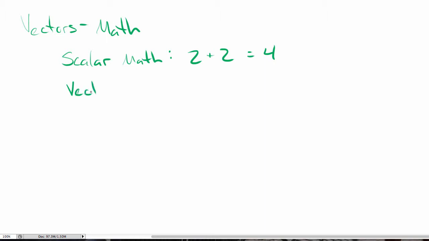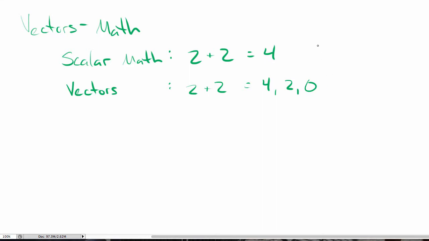When we're dealing with vectors, we could also have two vectors that have magnitude 2. We add those two together, and I can certainly add those two vectors together and get a magnitude of 4, but I can also add those two vectors together and get a magnitude of 2, and I can add those two vectors together and get a magnitude of 0, and many numbers in between.